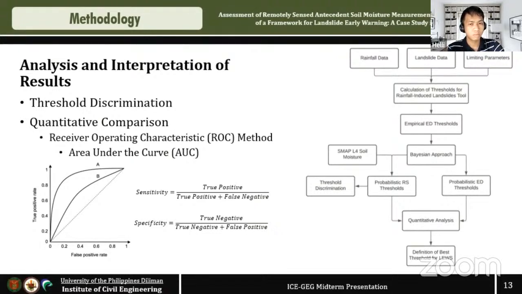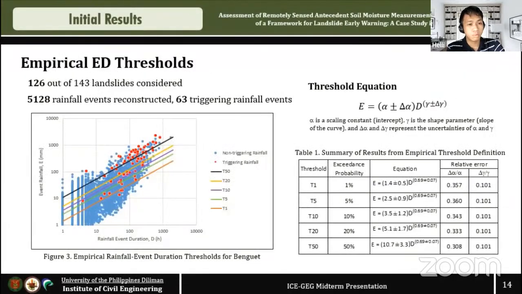Finally, the quantitative comparison of the performance of the thresholds will be carried out through the receiver operating characteristic approach, from which the best model will be identified. For the empirical thresholds, 126 out of 143 landslides and 5,128 rainfall events were considered by the CTRLT algorithm. 17 landslides were discarded by the algorithm due to the missing data from rain gauges and in compliance of the rainfall events with limiting parameters.